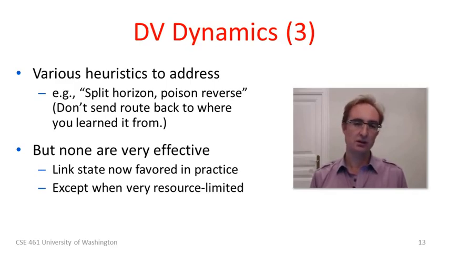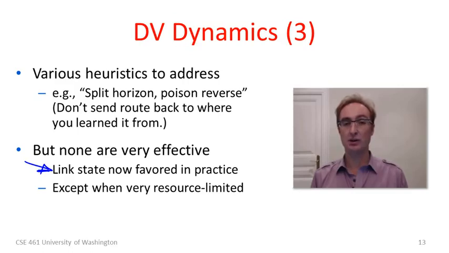But these heuristics don't really work. While they deal with this problem we saw, you can have cycles over a larger number of nodes where the information is spreading along different paths that can be difficult to detect. So since none of these heuristics turn out to be very effective, this is a major reason why link state protocols are more favored in practice.